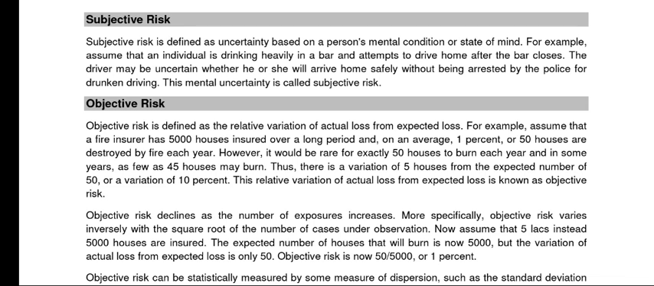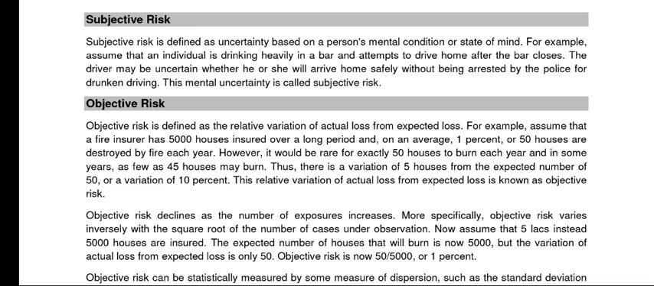Objective risk declines as the number of exposures increases. More specifically, objective risk varies inversely with the square root of the number of cases under observation. Now assume that 5 lakhs instead of 5,000 houses are insured. The expected number of houses that will burn is now 5,000, but the variation of actual loss from expected loss is only 50. Objective risk is now 50 over 5,000 or 1%.